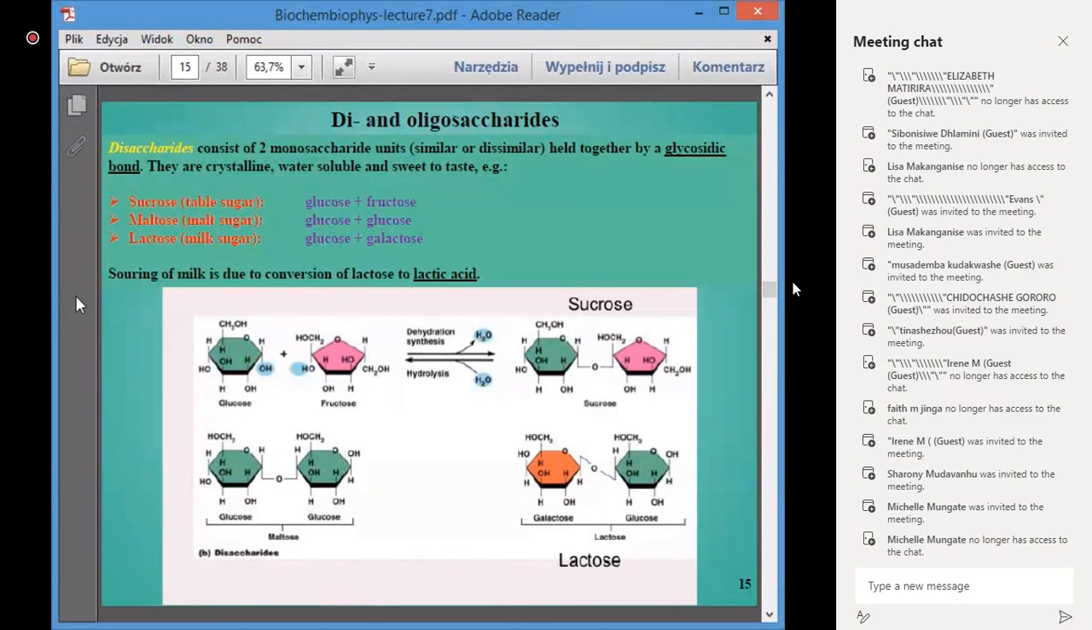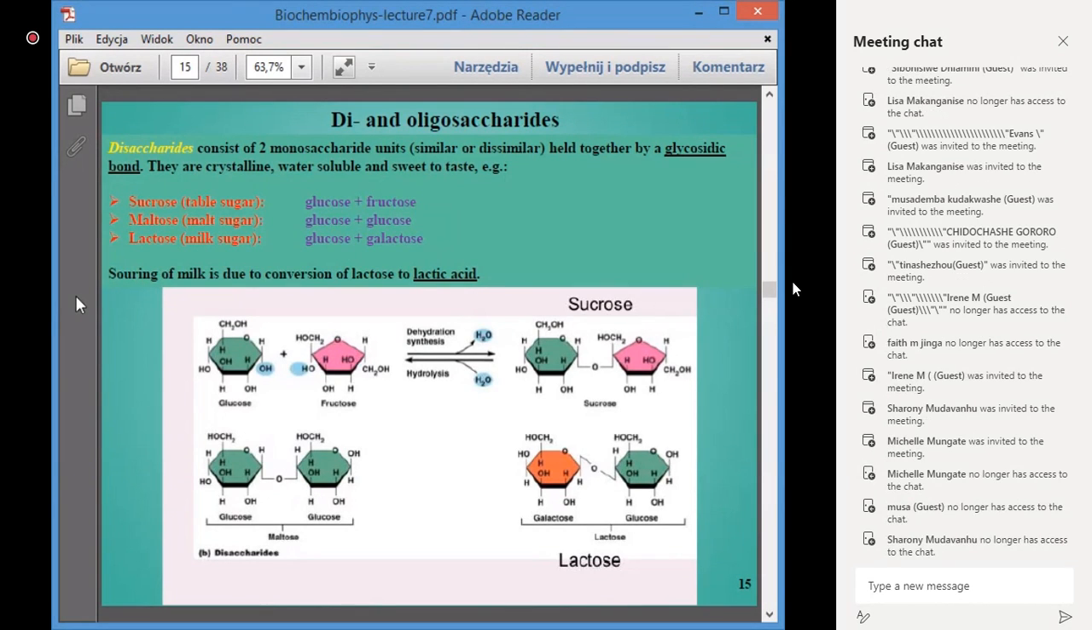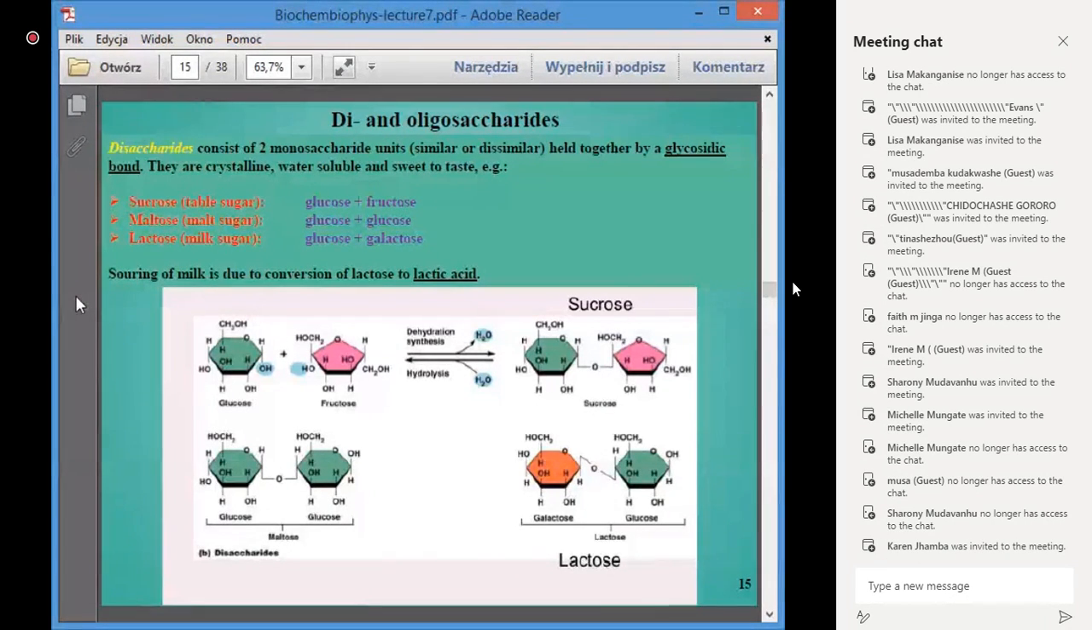So such sugar structures are built of two basic monosaccharides, 2 basic units, and they are important because they are really well known. For example, in case of table sugar, which we use, the name of such sugar is sucrose, and this sucrose is built of one molecule of glucose and one molecule of fructose. Then we have maltose, which is called a malt sugar, and here we can find 2 molecules of glucose. And lactose, which is called milk sugar. Here we can find 1 molecule of glucose and 1 molecule of galactose.